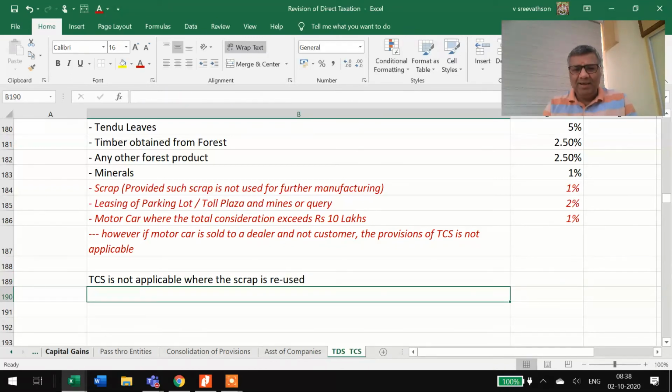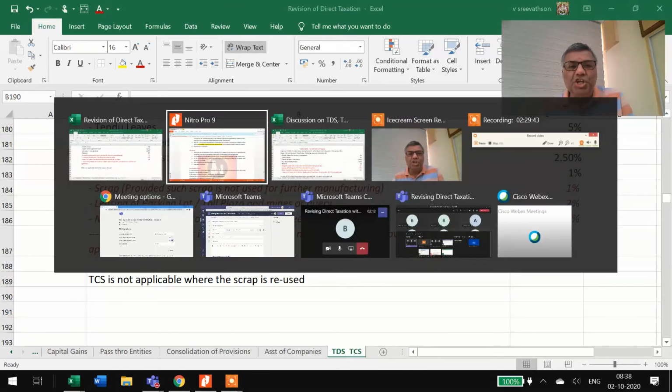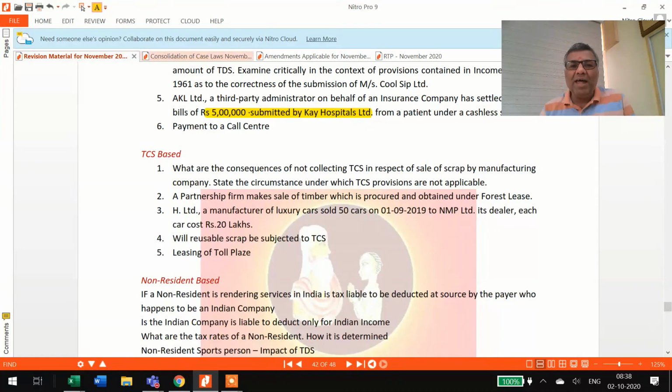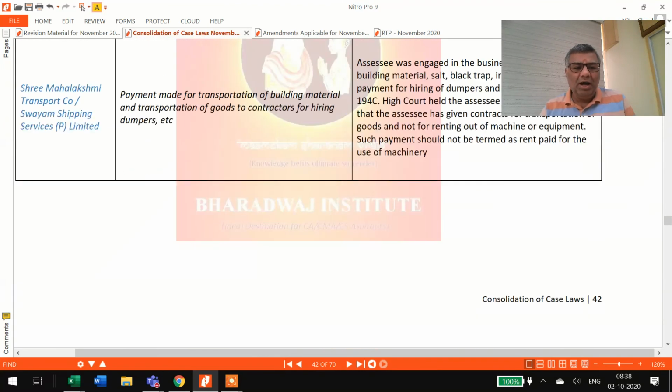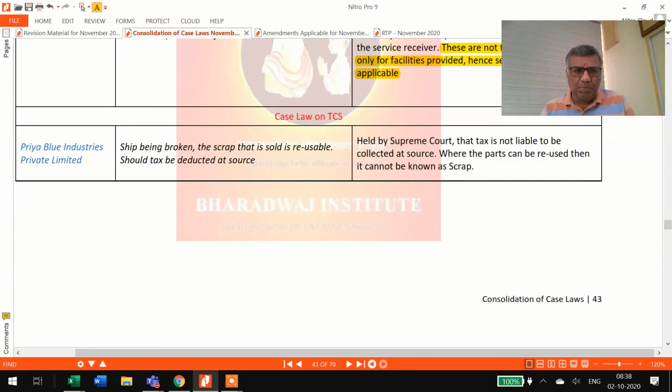Because here also, where it is reused, you should not call it scrap at all. In the Priya Blue Industries Private Limited case, a ship was broken and the scrap sold was reusable. The Supreme Court held that tax is not liable to be collected at source. Where the parts can be reused, it cannot be called scrap. That's why.